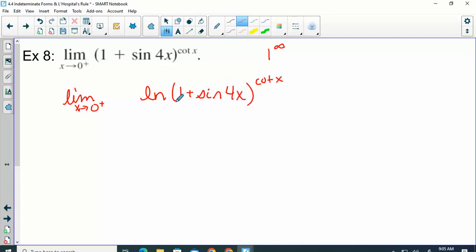And because I added a natural log, I know that my final answer, what do I have to add in? E. So my final answer will be e to whatever power I get out, because an e and a natural log cancel one another. So now properties of my logs. The exponent can come down.